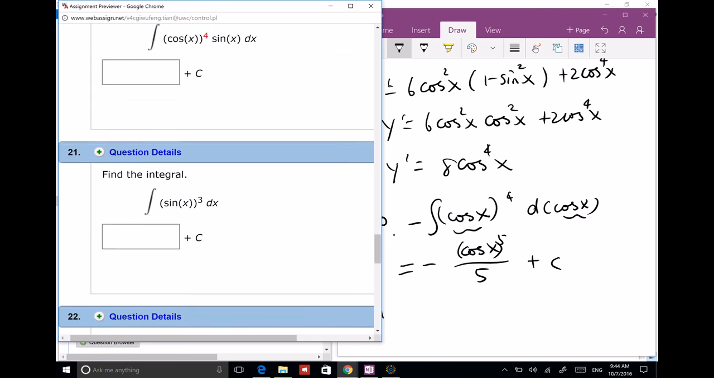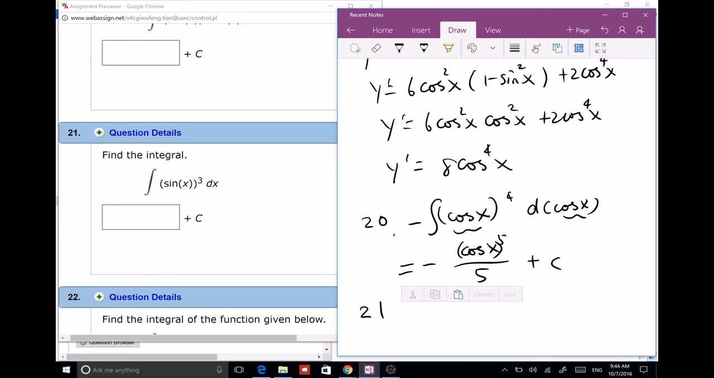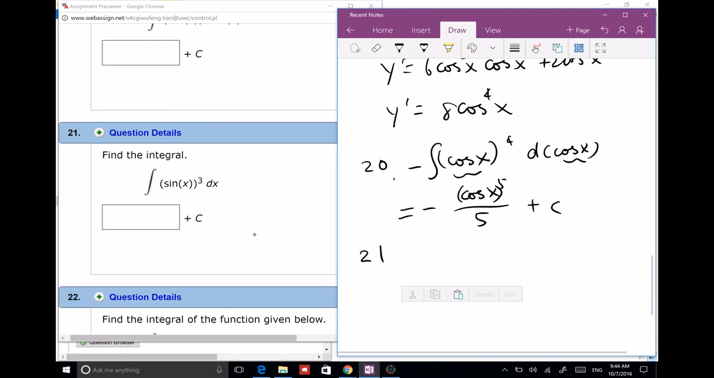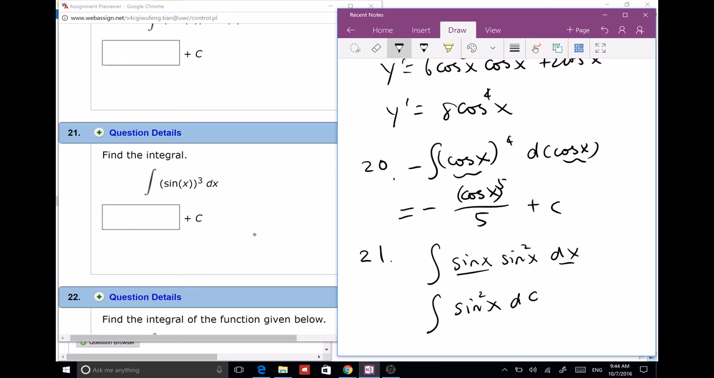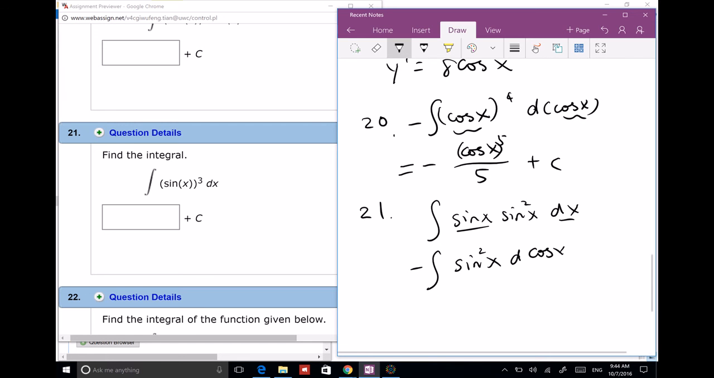Number 21. Okay, so number 21 we do not have a cosine. What do you think I need to do for this one? Can anyone tell me? Can we factor out a sine and write the d of cosine? Yeah, we can do sine x and the sine x squared, dx. This will give you sine x squared and d over cosine x minus. But they're different. What do I do here?